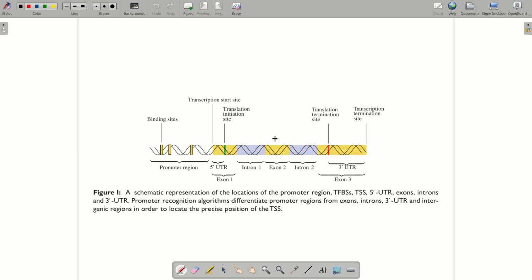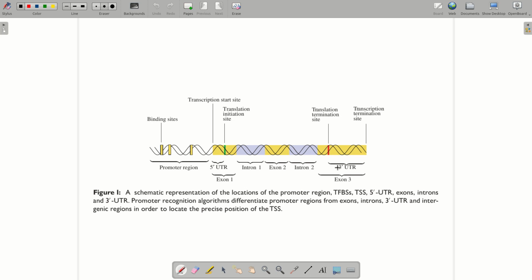So here is a picture of a gene. Now, these are the general parts that we'll be looking for. So of course, here's our structure. Now, the first thing I want to point out is that the exons are 5' and 3'.